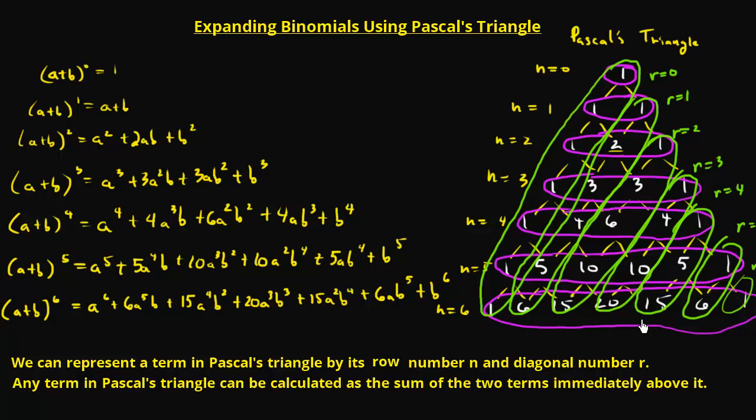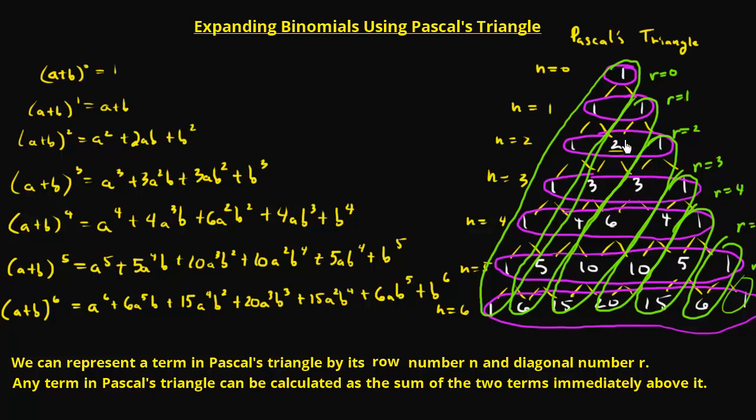So notice that here it says any term in Pascal's triangle can be calculated as the sum of the two terms immediately above it. And then it also says we can represent a term in Pascal's triangle by its row number n and its diagonal number r. So what that means is that if I wanted to represent this entry in Pascal's triangle, so this entry, let me use a different color for that actually.